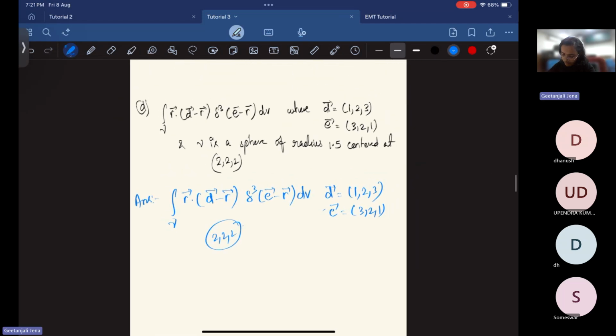Try to evaluate first. So please remember the center is not at the origin. Here the origin is shifted to (2, 2, 2). So you have to check the point according to the origin.